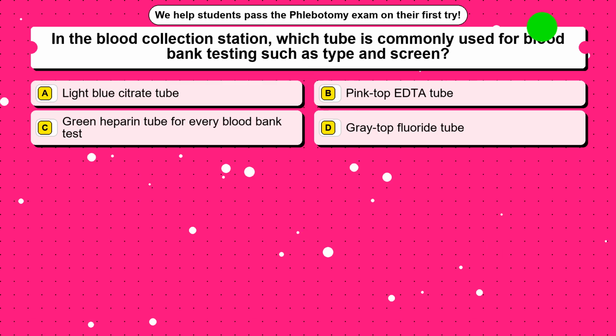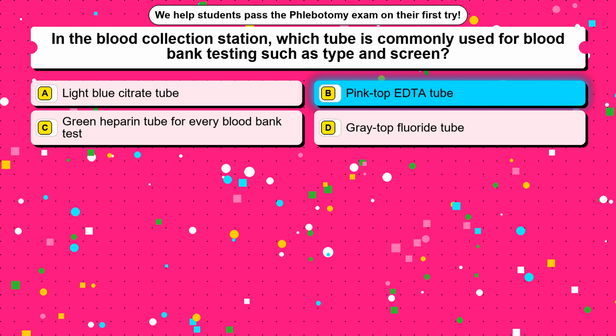Question 6. In the blood collection station, which tube is commonly used for blood bank testing such as type and screen? Option A, light blue citrate tube. Option B, pink top EDTA tube. Option C, green heparin tube for every blood bank test. Option D, gray top fluoride tube. The correct answer is option B, pink top EDTA tube.